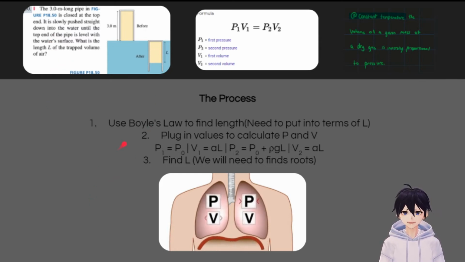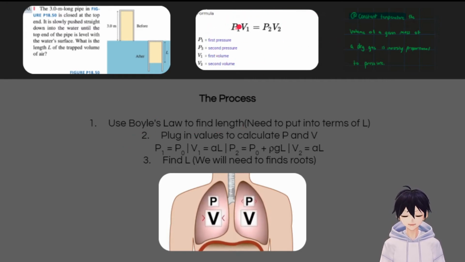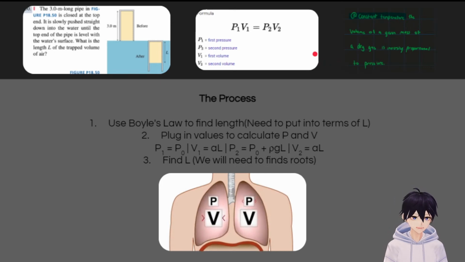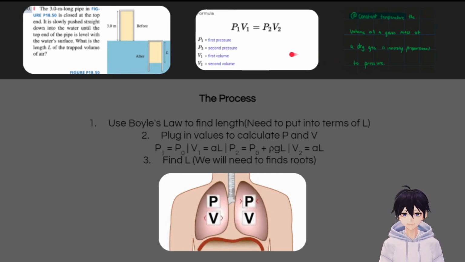So our process is we're going to use Boyle's law to find the length. Boyle's law is this equation right here, and we're using this because it states at constant temperature, because this environment doesn't change in temperature, the volume of a given mass of a dry gas is inversely proportional to the pressure.